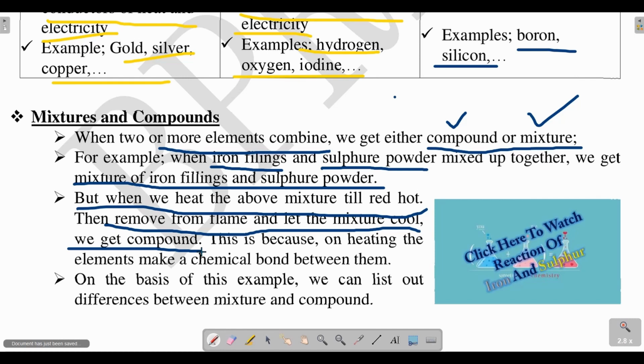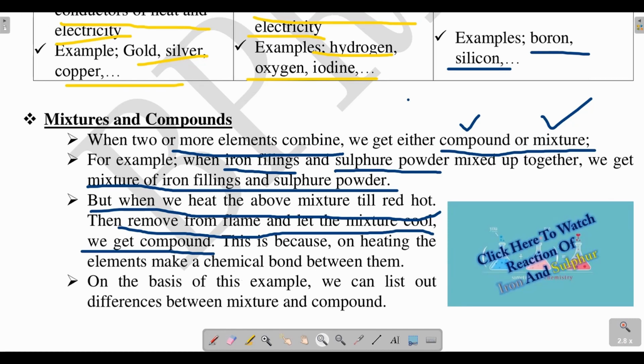Why is it called a compound? Because on heating, these elements make a chemical bond between them. Iron filings and sulfur powder both are solids, and they never make any chemical bond between them. They just remain physically distinct. If you heat that mixture, you will get a chemical bond.